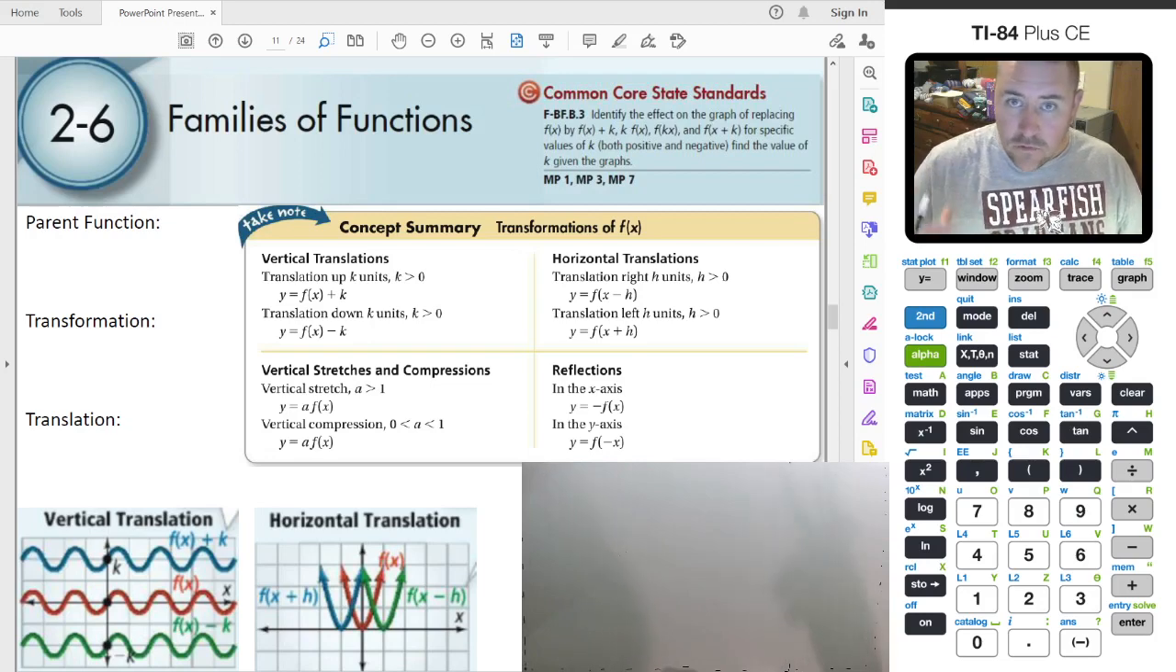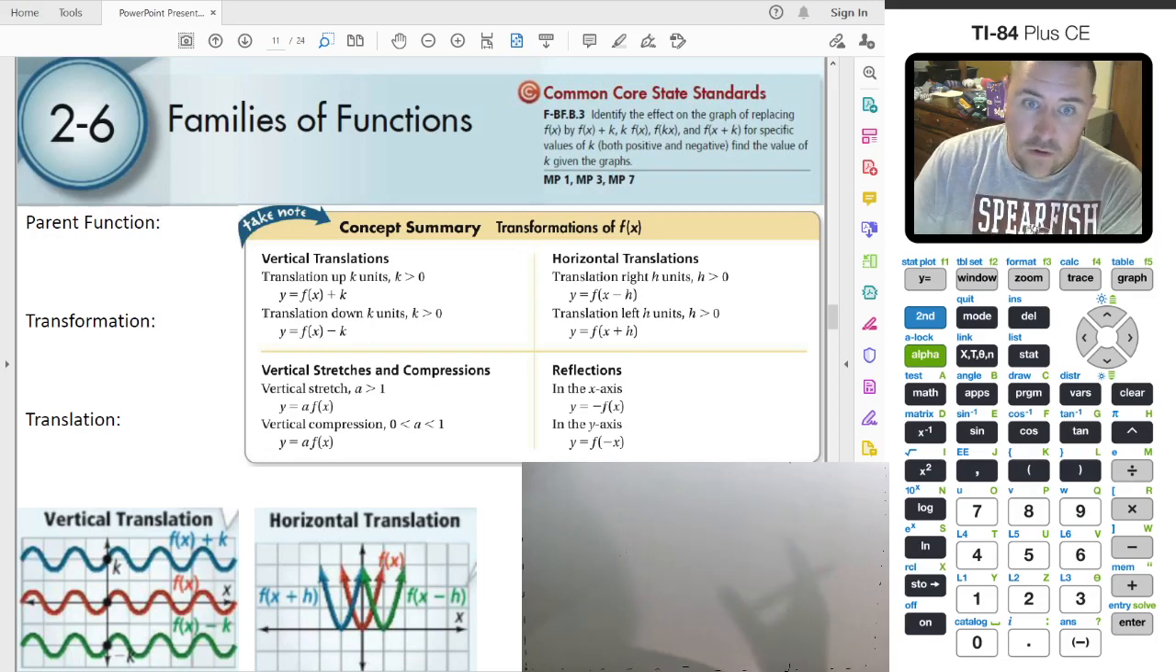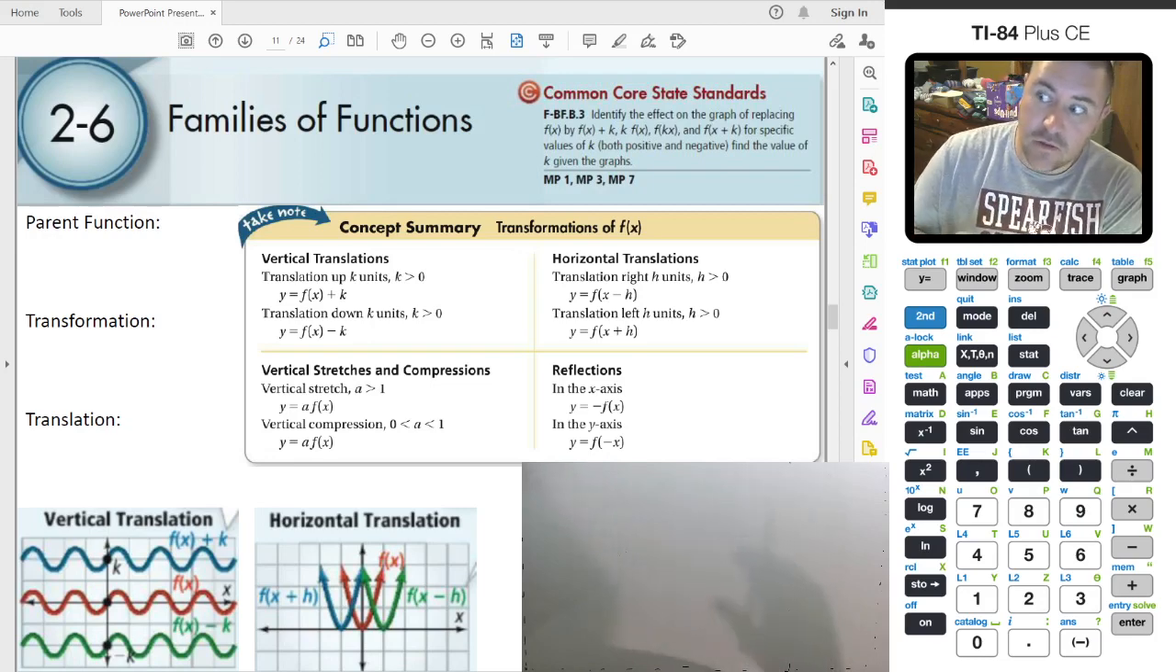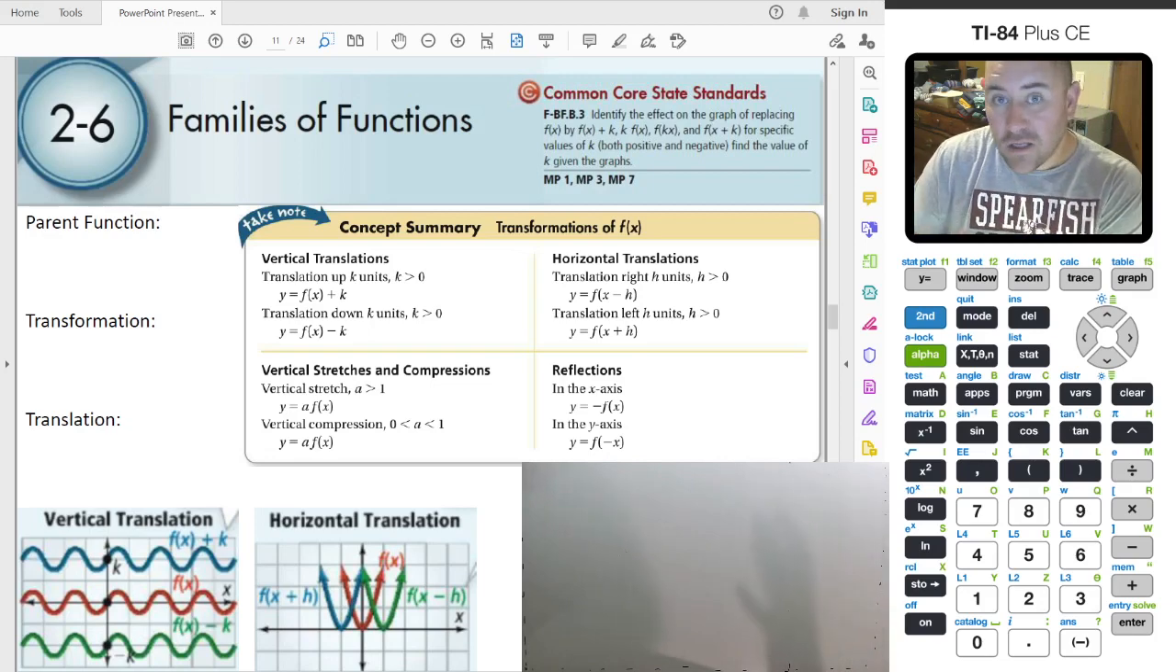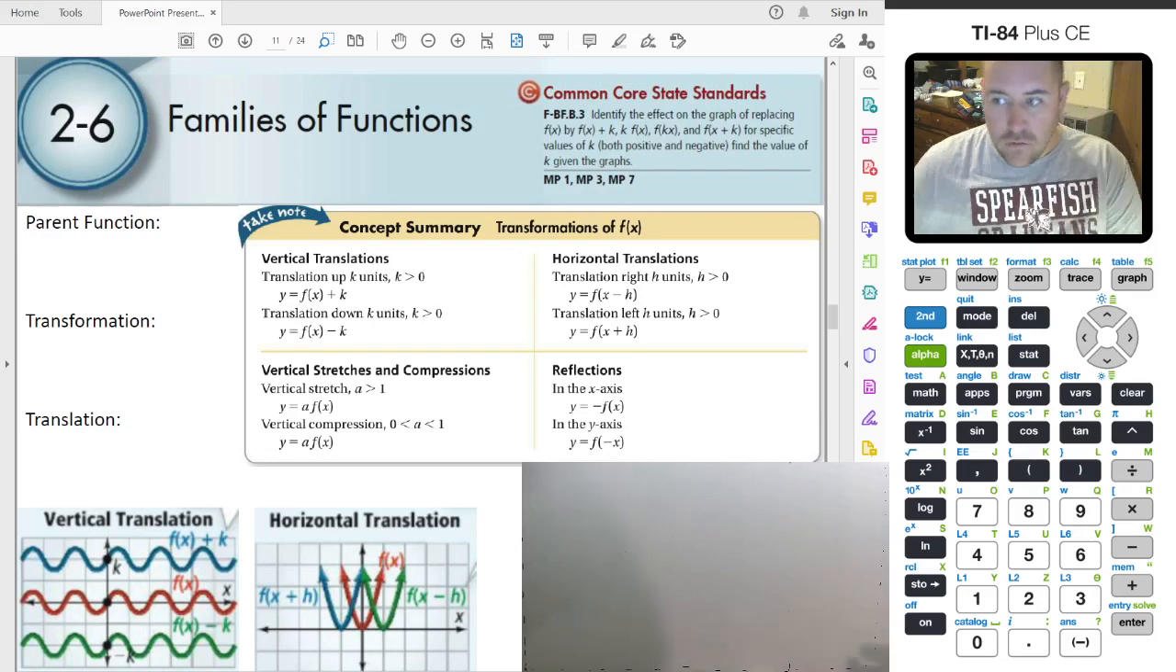Open up packets, 2-6, function families. This is pretty big deal, like big kahuna big deal. We're going to use this stuff for the rest of the semester. You're going to use it again if you come up into pre-calc or college algebra. It's that important. Function families is to algebra 2 and beyond what y equals mx plus b was to algebra 1. So, pretty big deal. We start with a little bit of definitions.